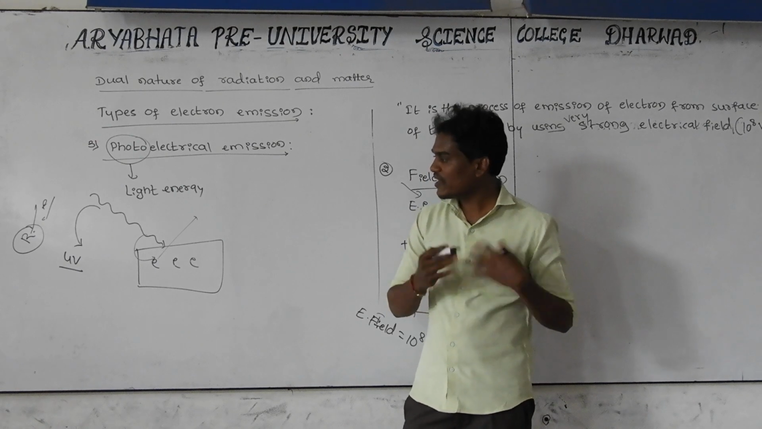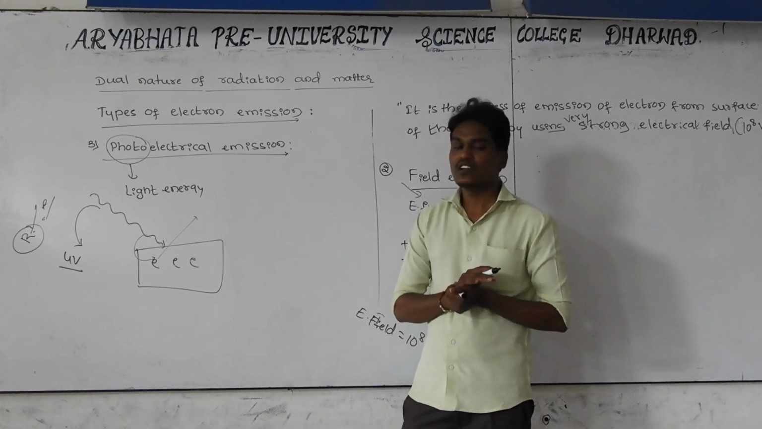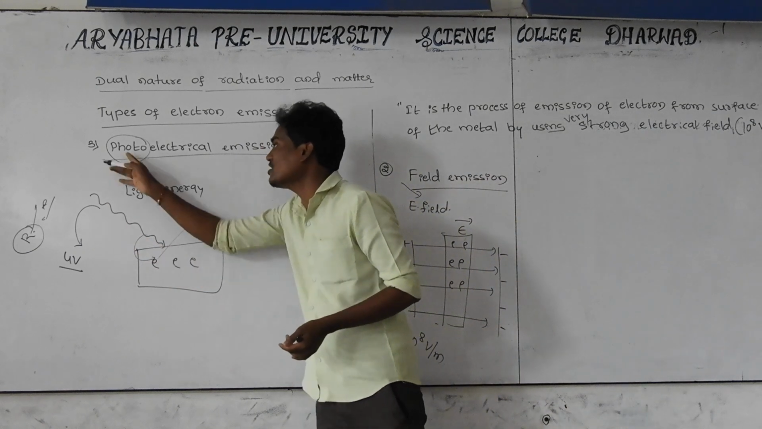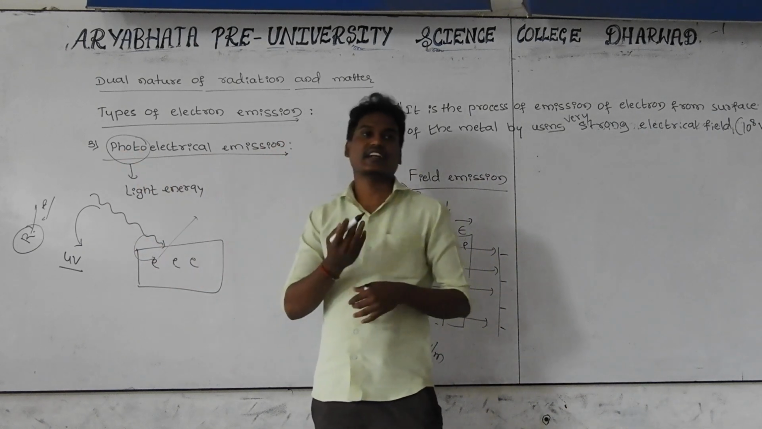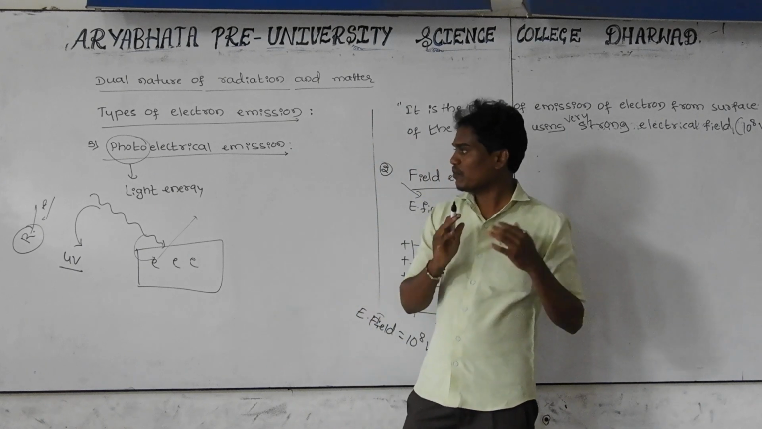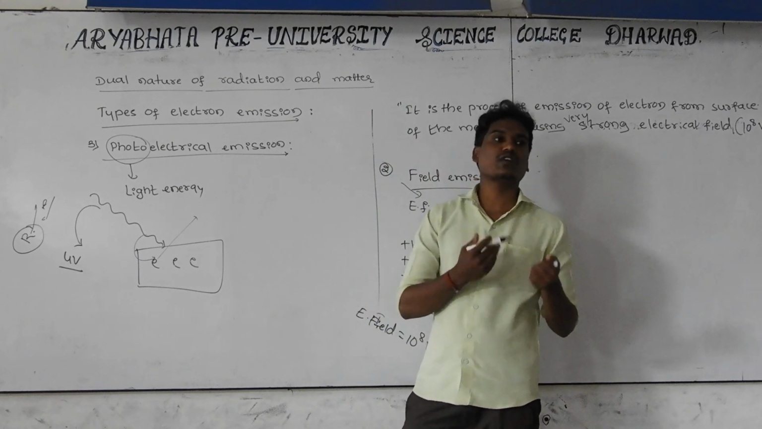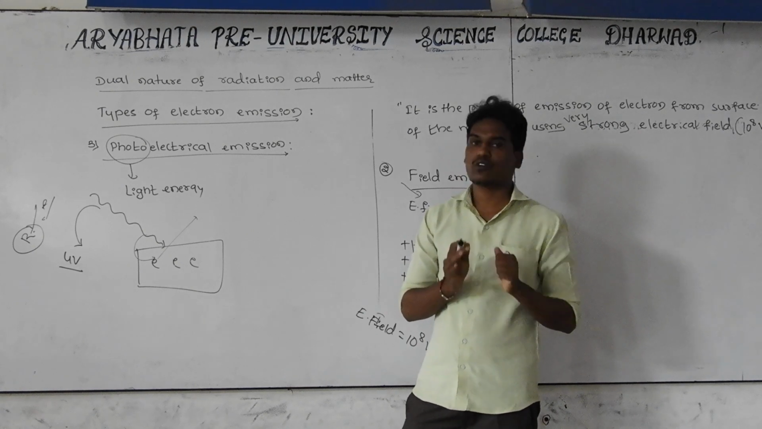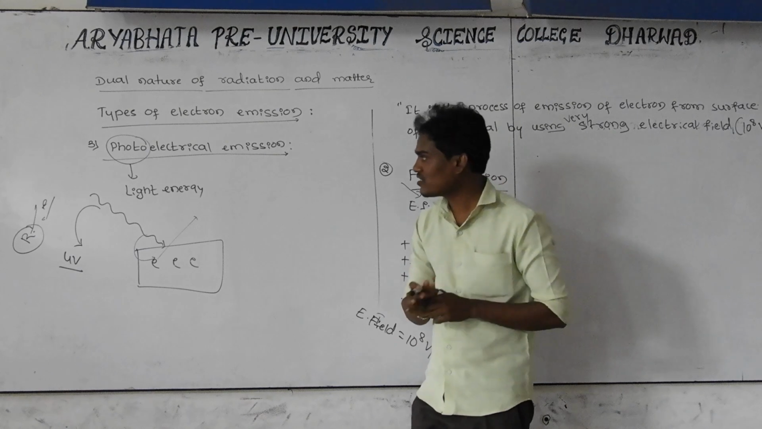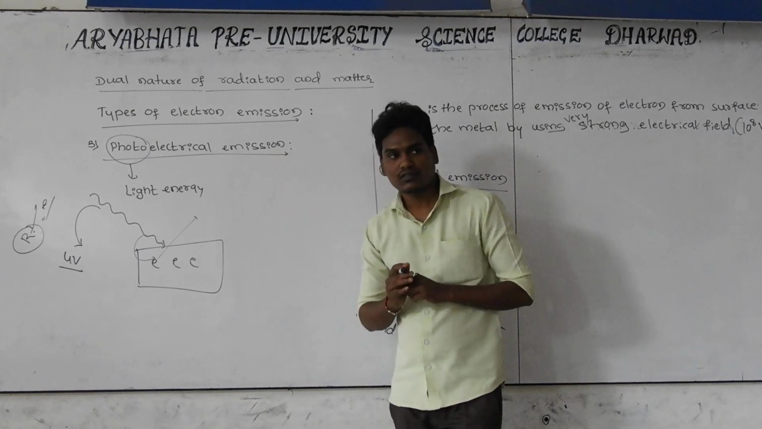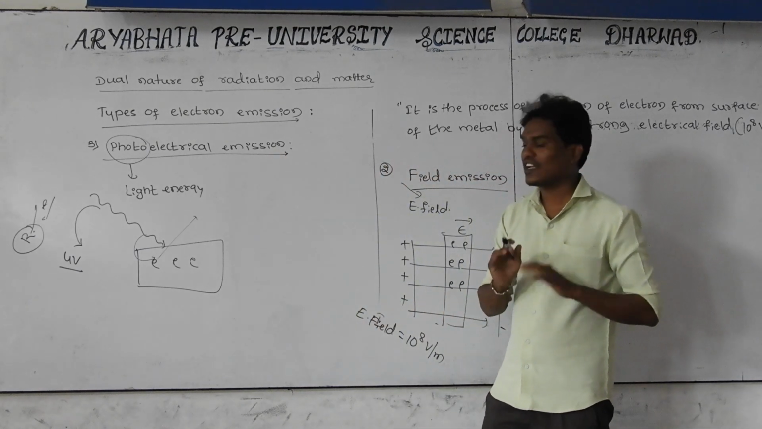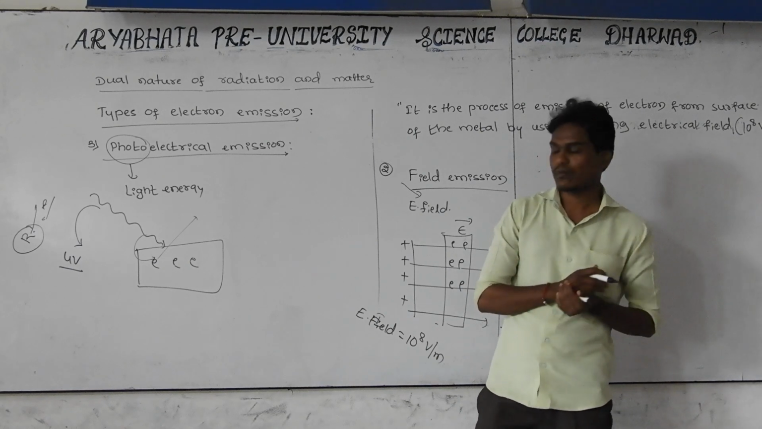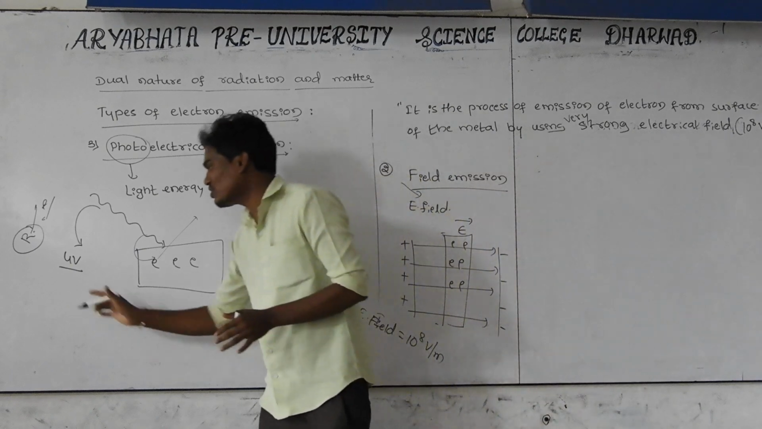In order to emit the electron from the surface of the metal, which energy do we use here? That is light energy. Light means photo energy. That's why by using light energy, we are going to emit the electron from the surface of the metal. That process of emission of electron from the surface of the metal is called photoelectrical emission. But the condition is there: whatever light energy we are going to use in order to emit the electron from the surface of the metal, that light must have suitable energy.